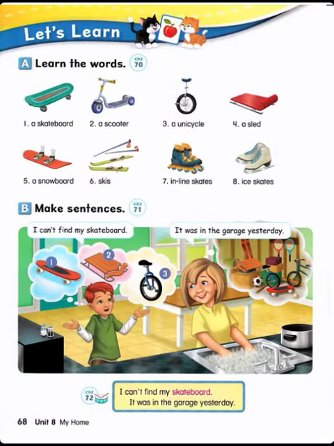Page 68. Let's learn. A. Learn the words. Number 1. A skateboard. Number 2. A scooter. Number 3. A unicycle. Number 4. A sled. Number 5. A snowboard. Number 6. Skis. Number 7. Inline skates. Number 8. Ice skates.